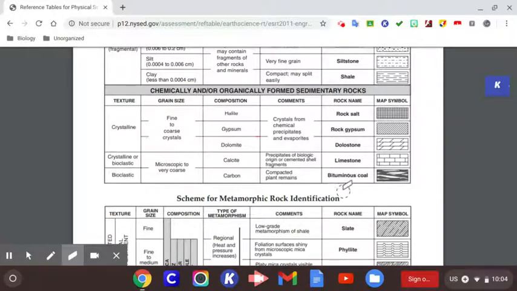So what is coal made of? We're looking at coal in the table. Is it calcite, halite, dolomite, or carbon?